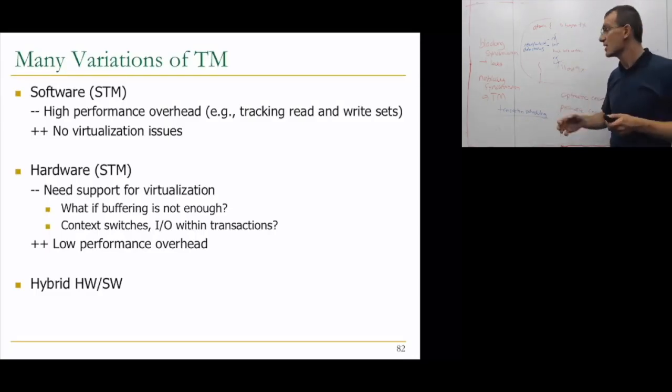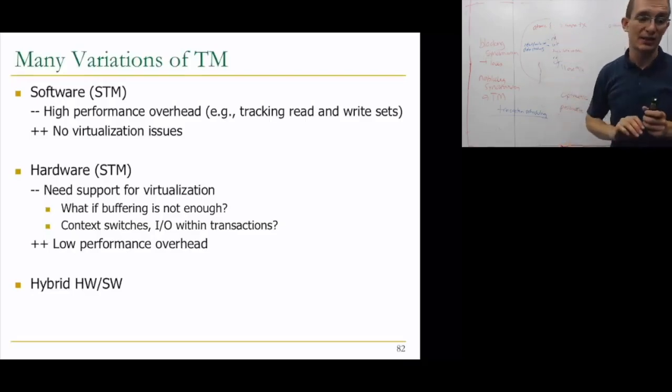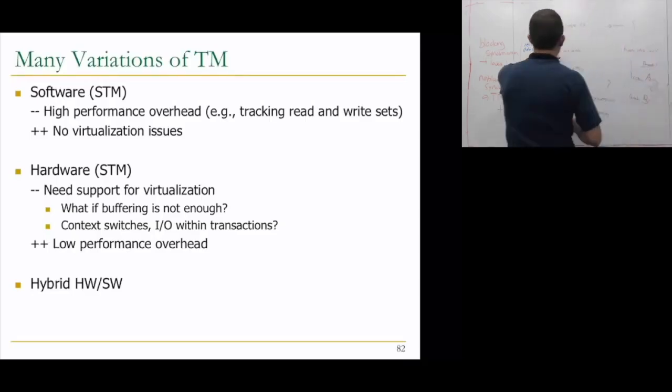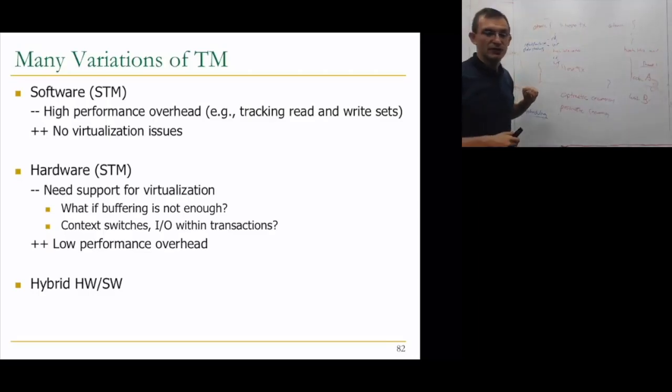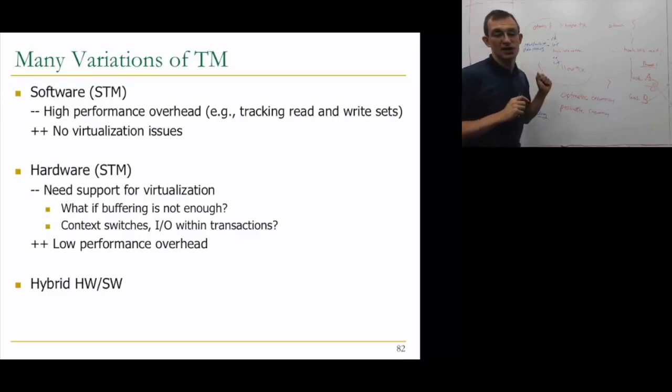The downside is now you need support for virtualization in hardware. For example, what if your buffering for writes is not enough in hardware? What do you do if you don't have enough buffers for writes? Well, you may need to virtualize. If you want to support a large transaction that writes 1 million memory locations, where do you write those? Well, maybe you virtualize those buffers. Now this becomes more complex.